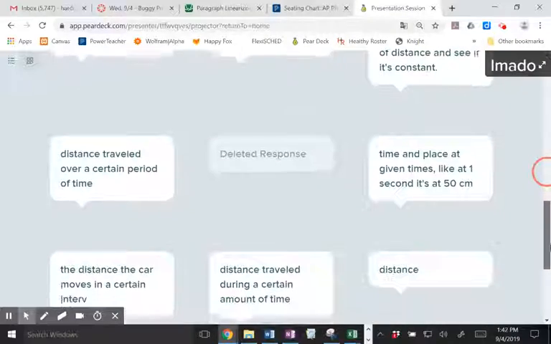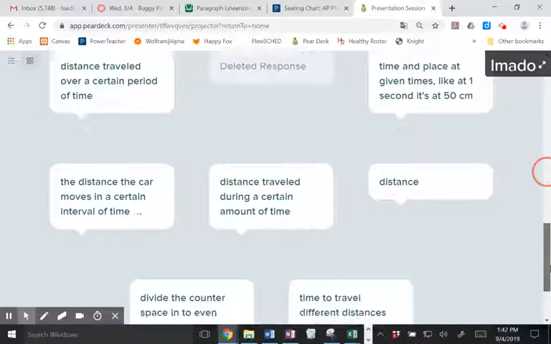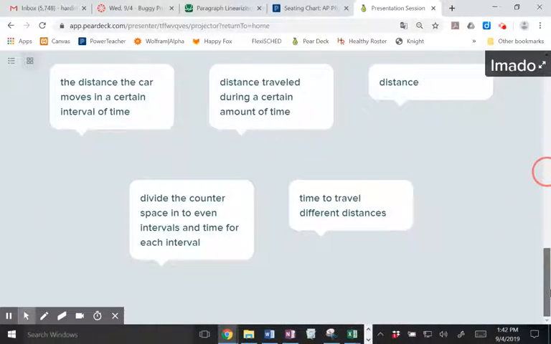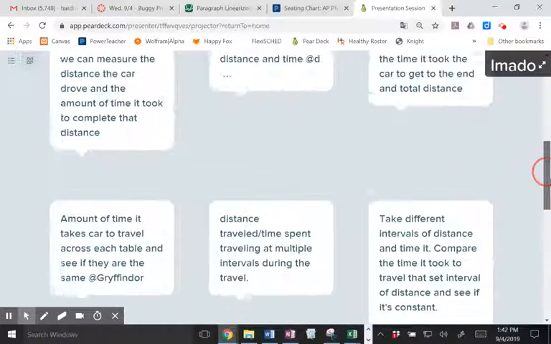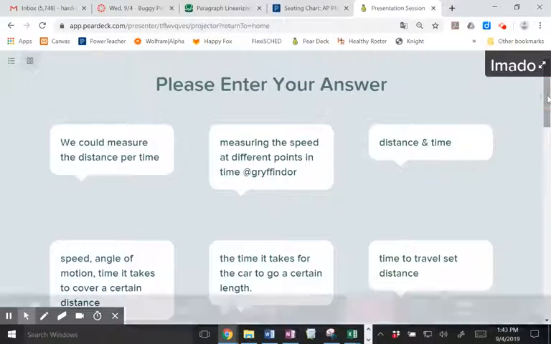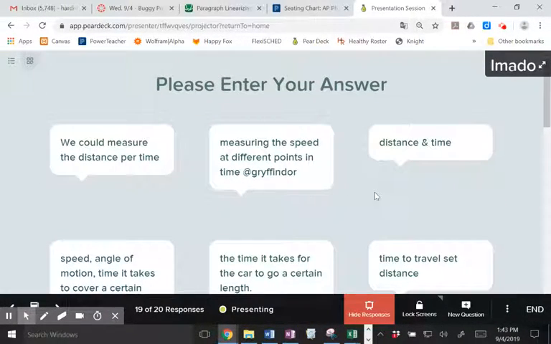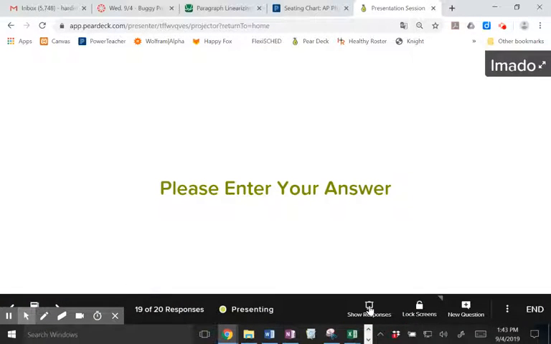All right, so distance traveled at a certain period of time, distance car moves in a certain interval of time, time to travel different distances, divide the course into even intervals and time for each interval, okay? So the long story short, the common things that we're seeing there, distance and time, okay? And so we'll talk about that a little bit specifically.